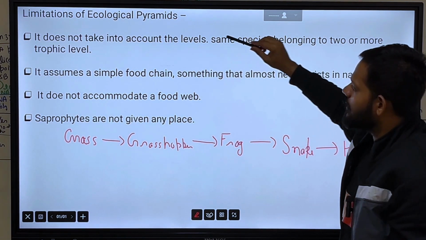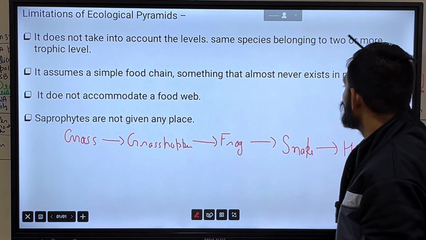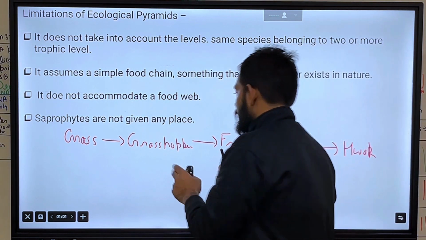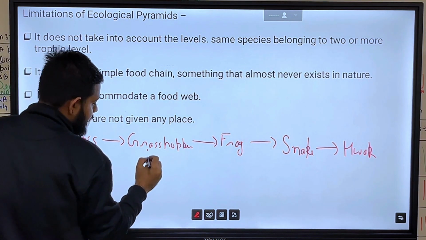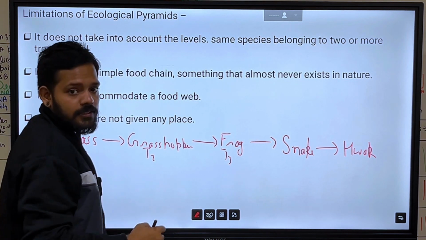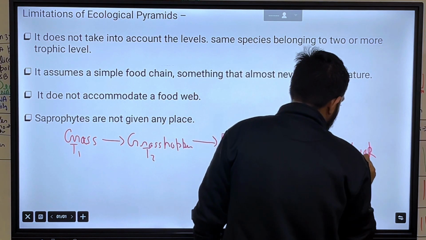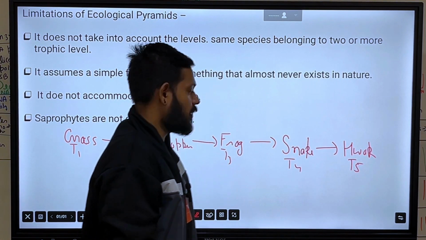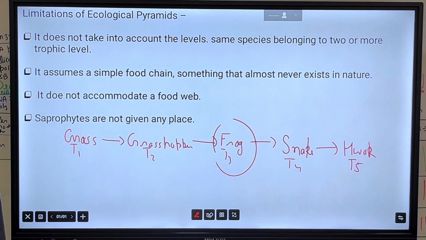Now this line is saying it does not take into account the same species belonging to two or more trophic levels. In this food chain you see that T1 is grass, T2 is the primary consumer, T3 is the secondary consumer, T4 is the tertiary consumer, and hawk at T5 is the top consumer. So the T3 trophic level is occupied by the frog, but in the same ecosystem, this thing can also happen.